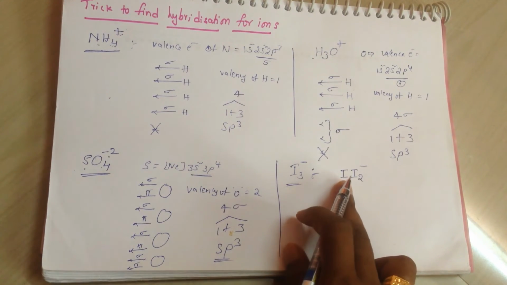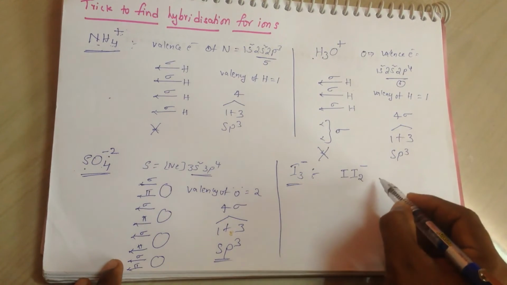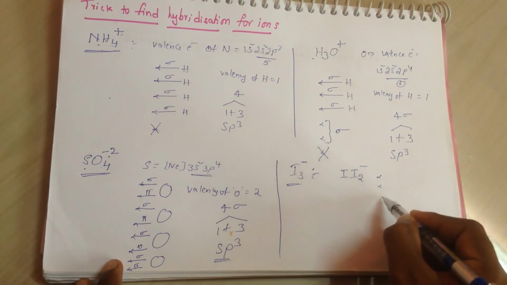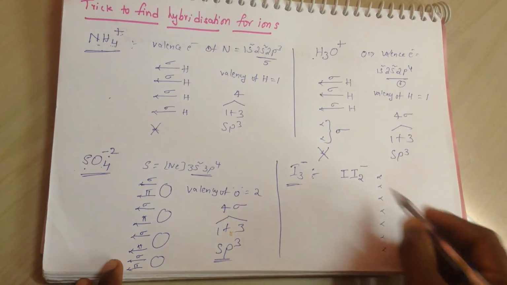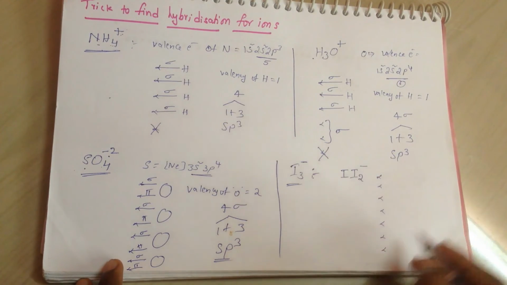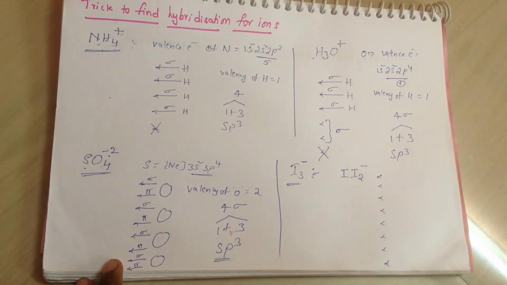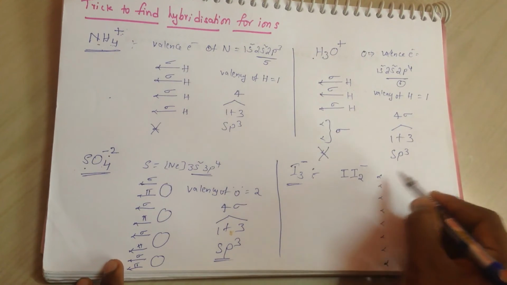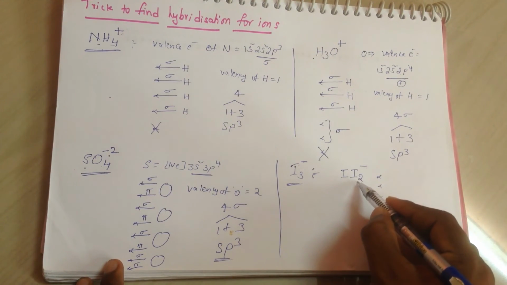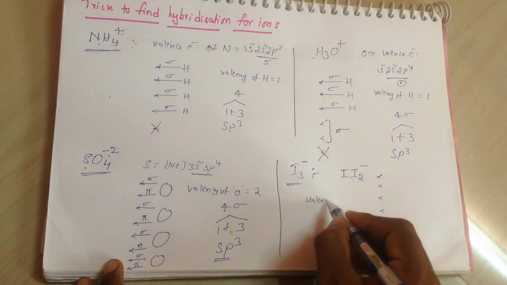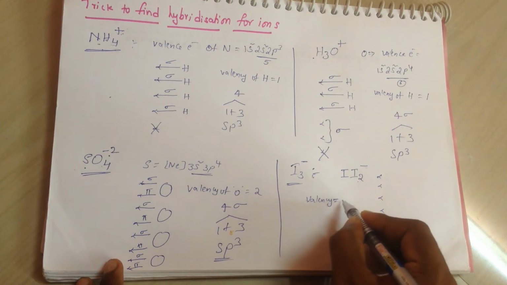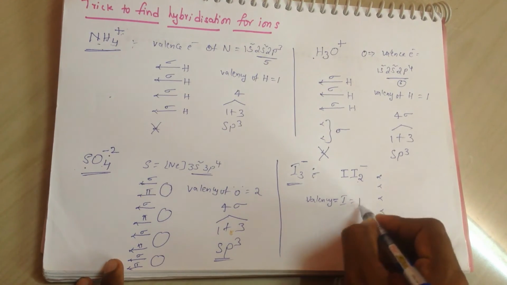Iodine belongs to the 7th group, so there are 7 valence electrons: 1, 2, 3, 4, 5, 6 and 7. Here it is minus. Minus means what? One more electron you have to add. After that, what is the step? The valency of the attached atom. Here iodine is attached, so what is the valency of iodine? It is a 7th group element, so its valency is 1.